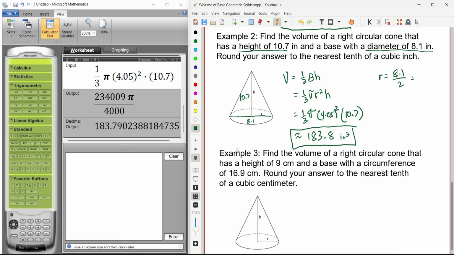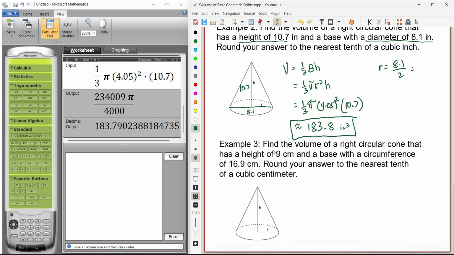Alrighty, let's go to the last example. Find the volume of a right circular cone that has a height of 9 centimeters and a base with a circumference of 16.9 centimeters. Round your answer to the nearest tenth of a cubic centimeter. So again, let's begin by writing the formula. I'll start with 1/3 area of the base times height. Since this is a cone and the base is a circle, I will replace that capital letter B by pi r squared. That's the formula for the area of a circle.